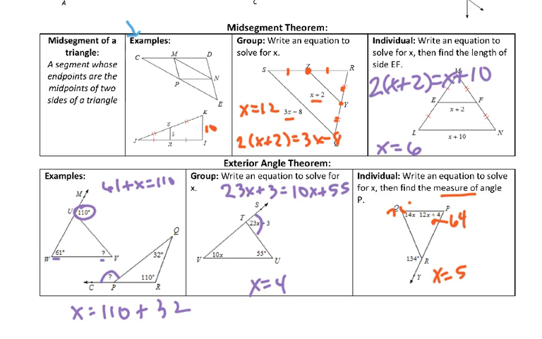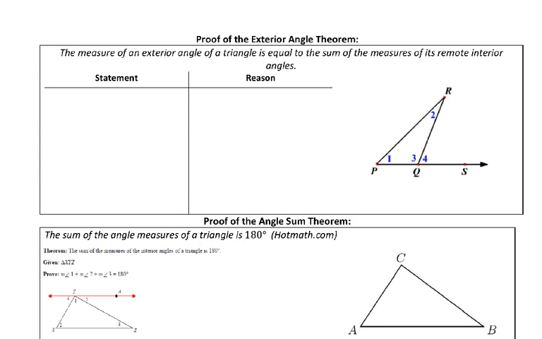Okay, now the next thing that we're going to look at is proving. So proving the exterior angle theorem. And so again, that means I'm going to prove that angle 1 plus angle 2 is equal to angle 4. So I'm going to prove that the measure of angle 1 plus the measure of angle 2 equals the measure of angle 4. That's what my last step is going to be. I don't know what the reason is going to be for that, but I know that has to be the thing I'm proving.